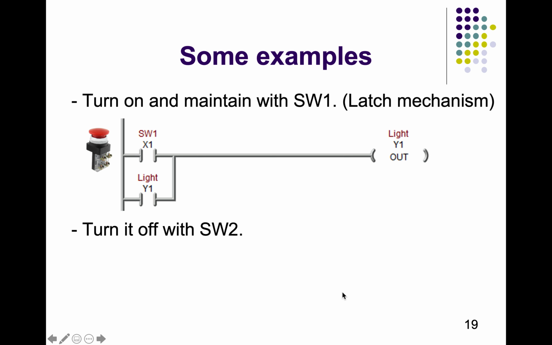So first, if we want to turn on the light and maintain the light forever, we have to use some latching mechanism, because if there was no OR latch like this, if we press the X1, the power will go to Y1. Whenever we release the hand from the switch, the power won't be going from here to here, that means the Y1 will be turned off.